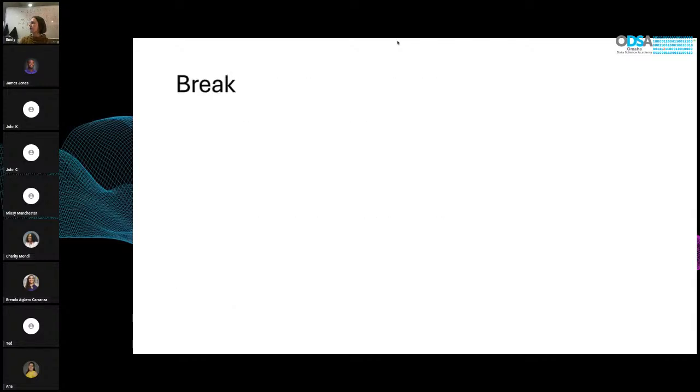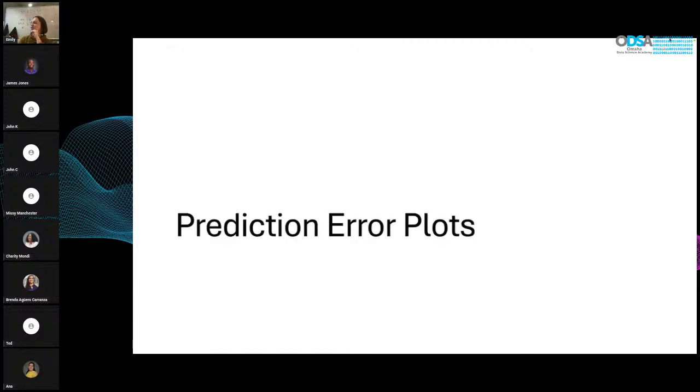Okay, I said break, but we're not going to take a break because we took that earlier. I put these in different places. Moving on to prediction error plots, unless anybody has questions about R-squared, prediction error squared, adjusted R-squared. No, okay. Prediction error plots.